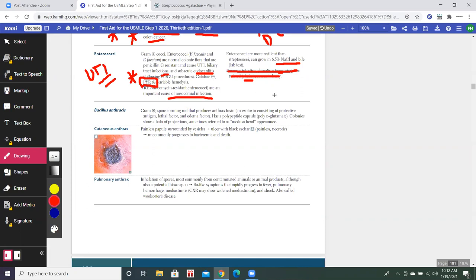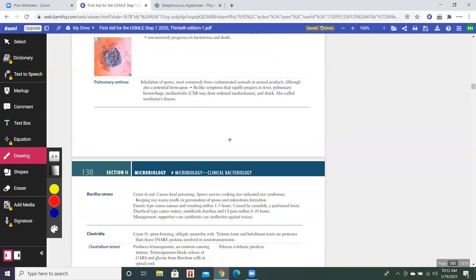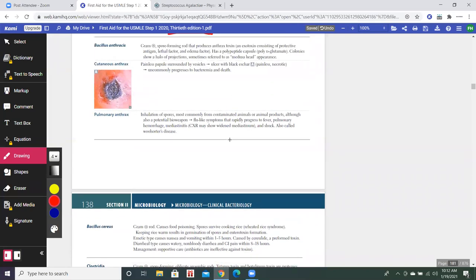Okay, so always remember gram-positive cocci, because it's catalase-negative, PYR-positive, causing UTI. The first organism they're talking about is Enterococci. Okay, are we clear about this? Yes or no? Okay, next one. Are we ready to move on to the next one?